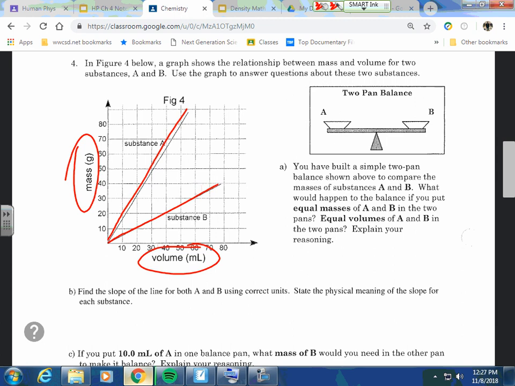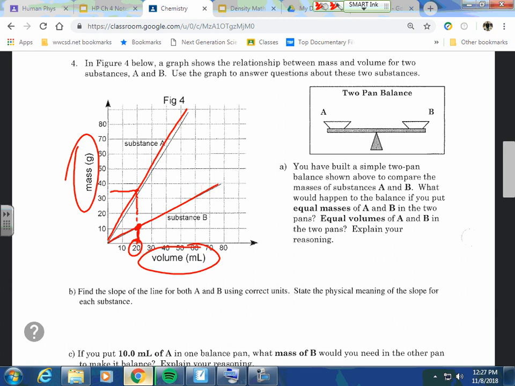What if I put equal volumes of A and B? So say I just picked out a random, like let's say we put 20 milliliters of each. Okay? It is going to be different. That would mean B would have a mass of 10, and A would have a mass of like 35 or so. So what would happen? Two pan balance would dip down towards A's side, right?